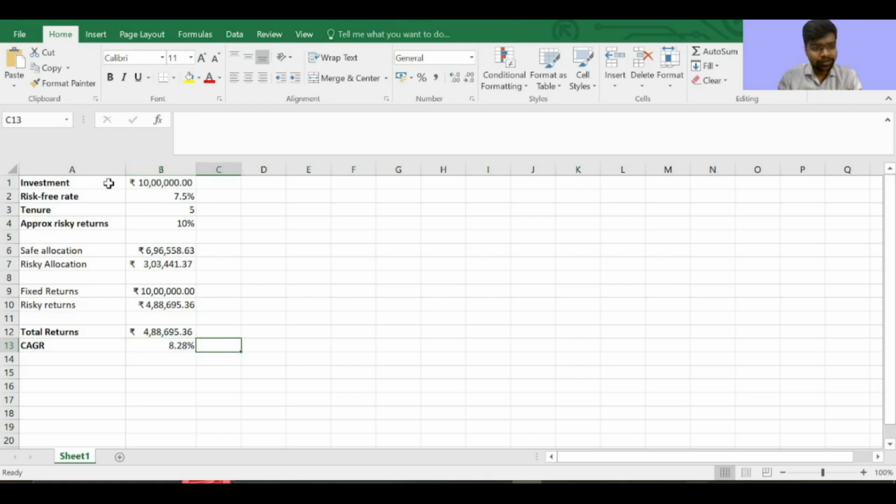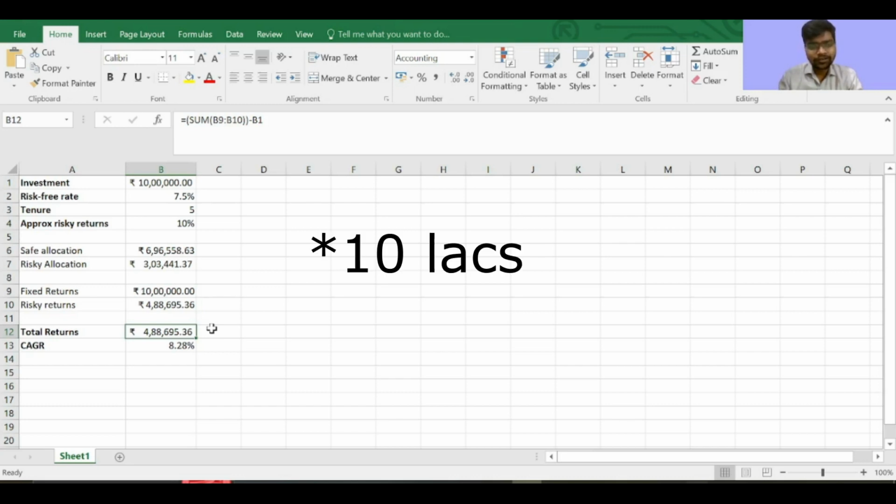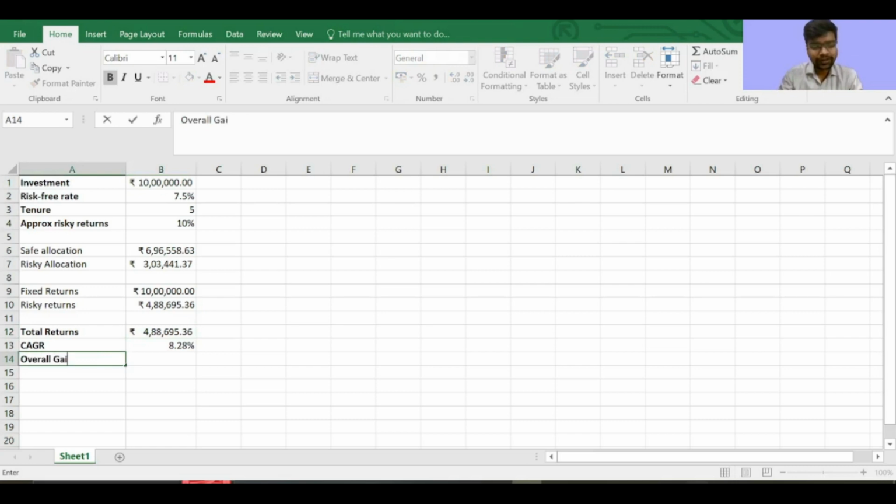So we configure that if we invest in this principal protected instrument, then we are going to get a CAGR, or yearly appreciation, of around 8.28%, and we are getting a total profit of 4,88,695 rupees from an investment of 10,000 rupees. So if we calculate the overall gain, then it is, yes, around 48% returns, almost 49 in only 5 years.